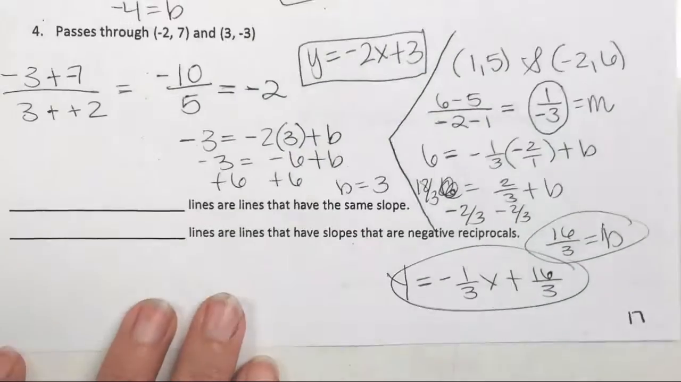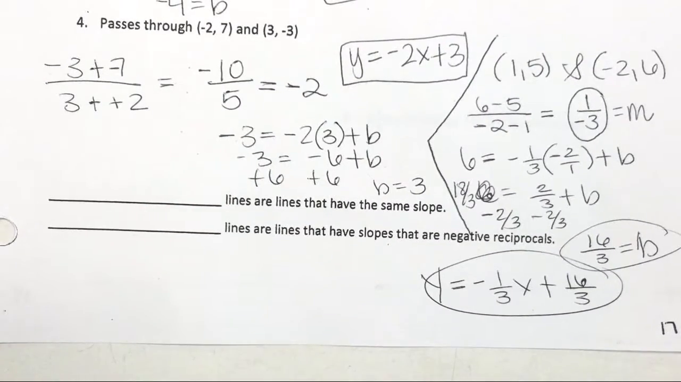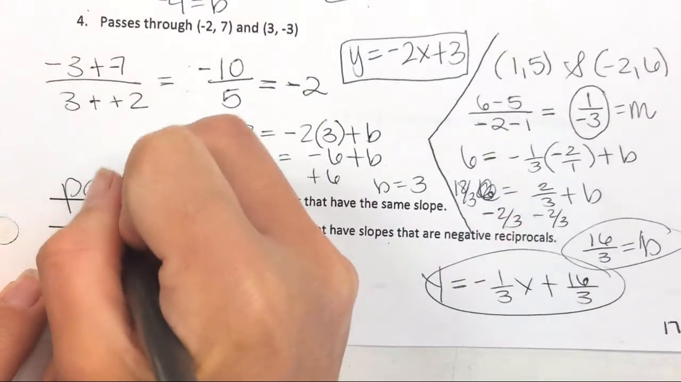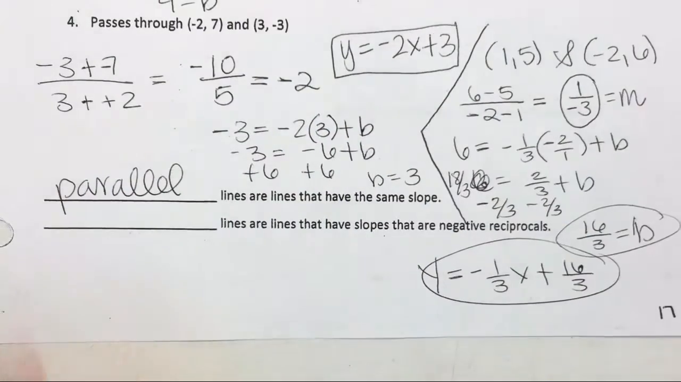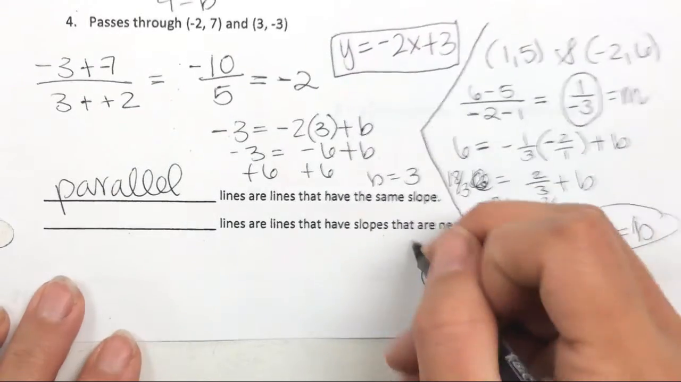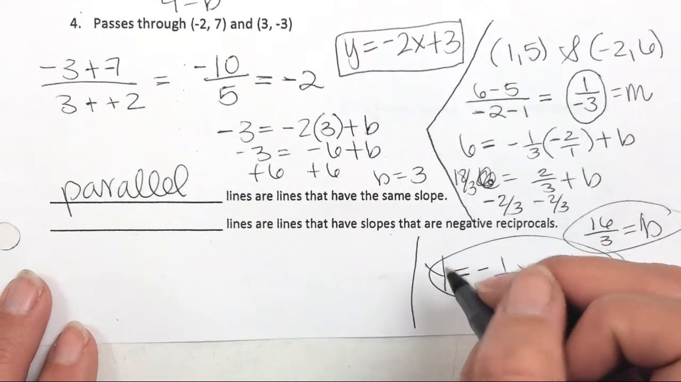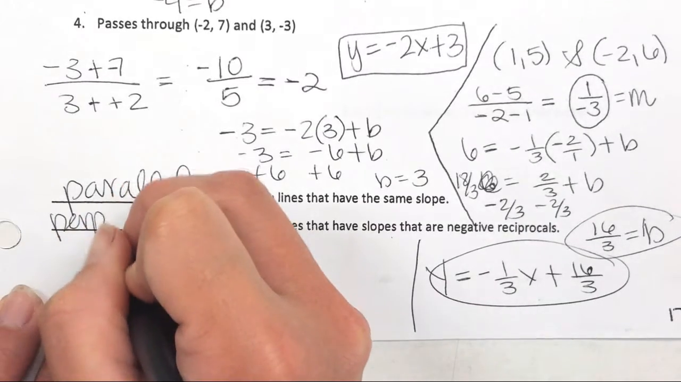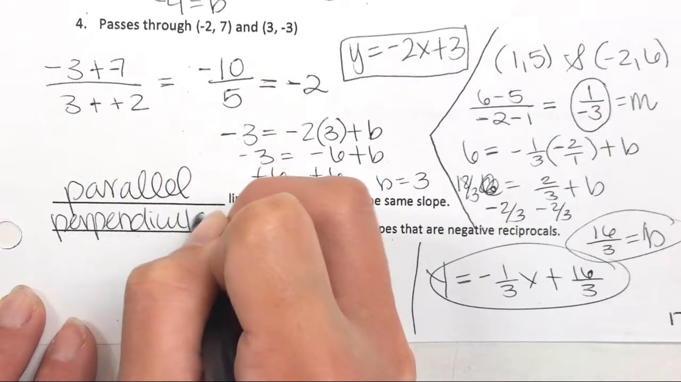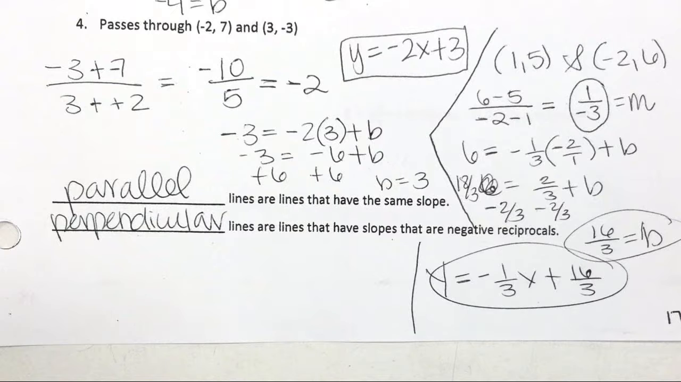Alright. The next two I think we've already discussed, so let's see if y'all can fill these in. Blank lines are lines that have the same slope. Parallel, good. And we all know what parallel lines look like, correct? Alright, what's the next one then? Blank lines are lines that have slopes that are negative reciprocals. Perpendicular. Do y'all know what perpendicular lines are? They cross. That's all it means, just a fancy word for lines that cross.